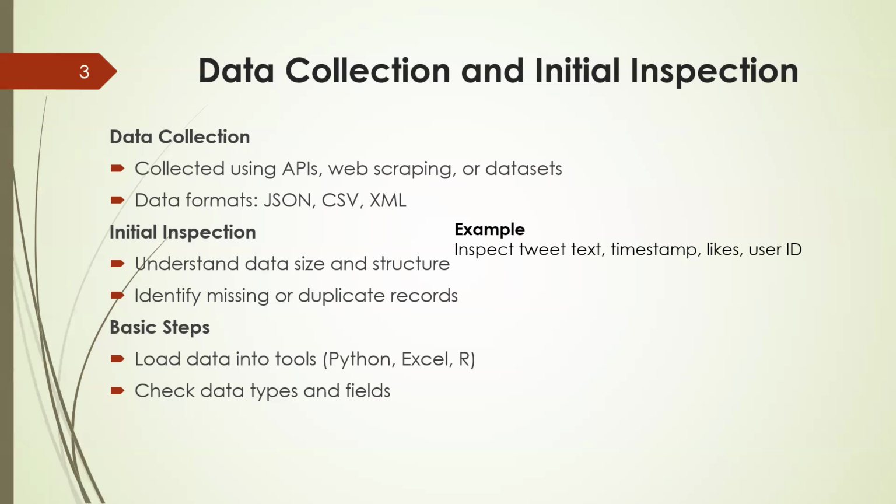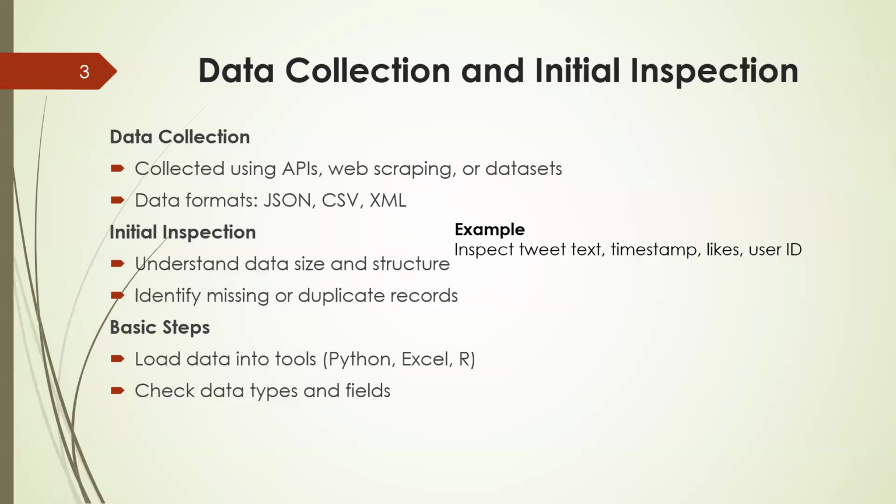These data are mostly available in JSON, CSV and XML formats. These are the common formats available while we are collecting data for the initial inspection. What is the initial inspection? It is to understand the data size and structure. Once we have collected the data, we have to understand how many records are available. Taking a simple example of CSV or Excel formats, we have to understand how many records there are, what the size of my data is, what structure they use, and what different data types are used. That is the first step of the initial inspection.